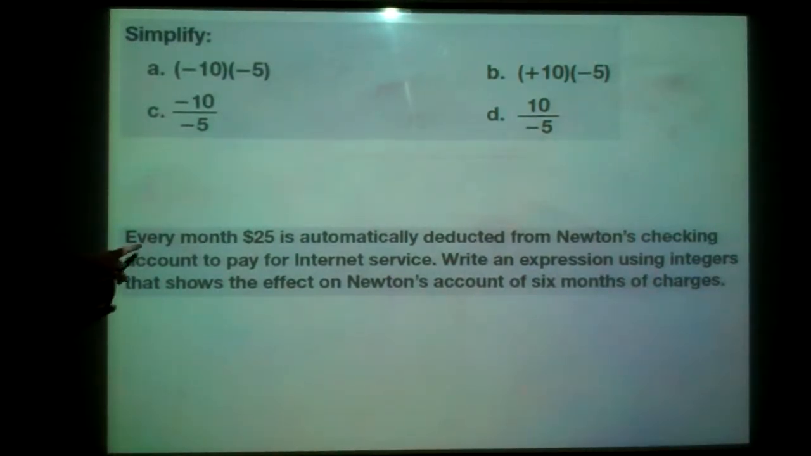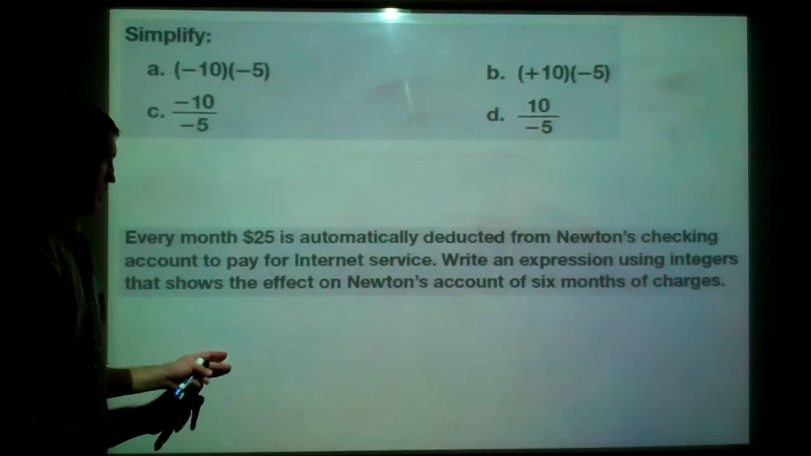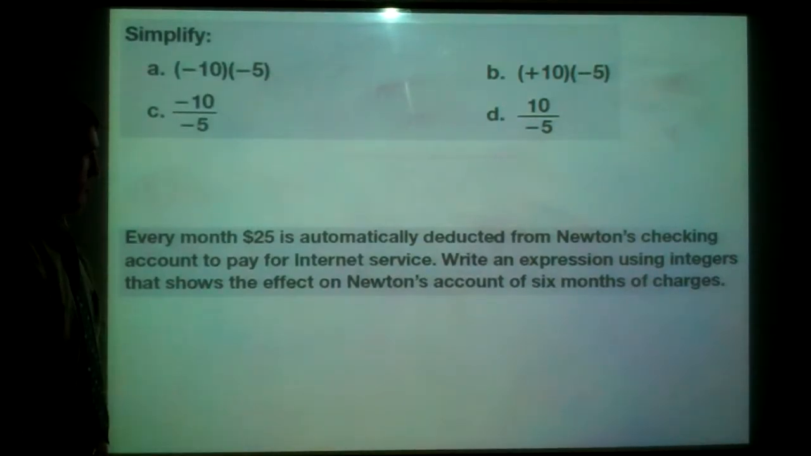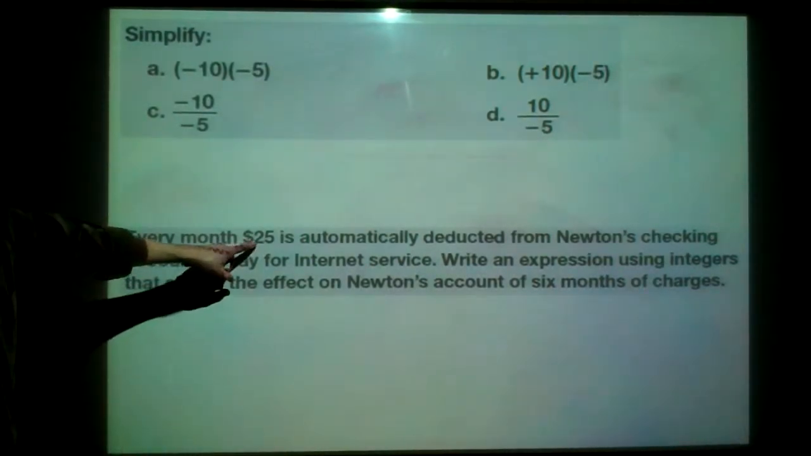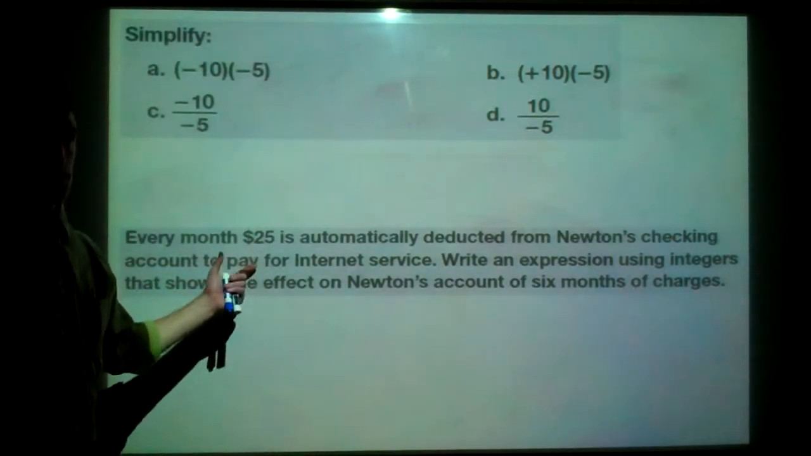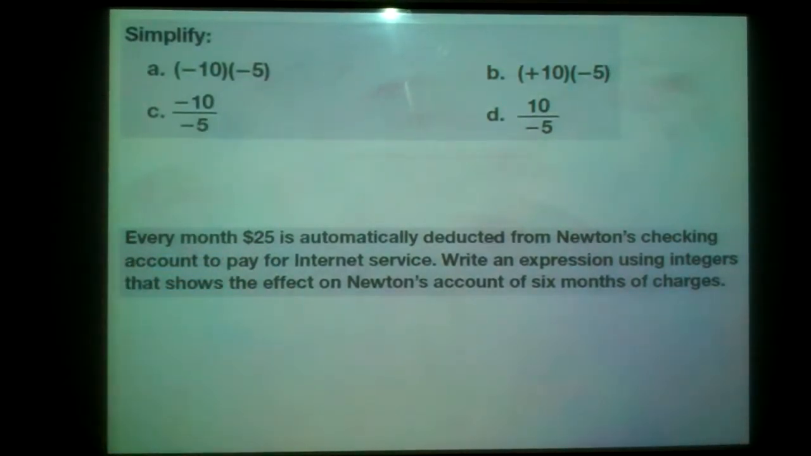Yep, every month. Now we're on to write an expression using integers that shows the effect on his account of 6 months of charges. Okay, so he'll have a starting amount in his checking account. We're going to deduct $25 each month, so that would be 6 times 25. But we can think of 25 as a negative amount because it's being deducted from his checking account. So if we do 6 times negative 25, we should get negative 150.